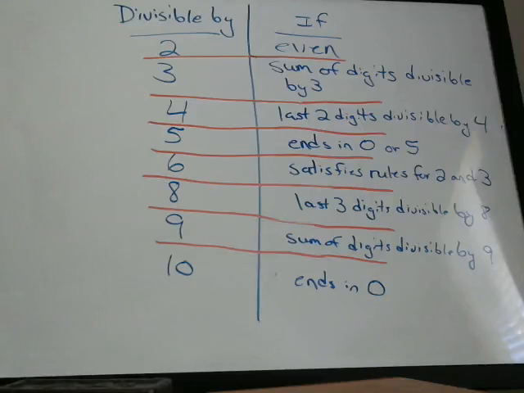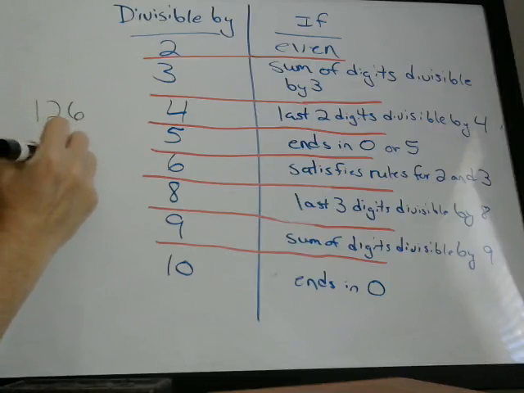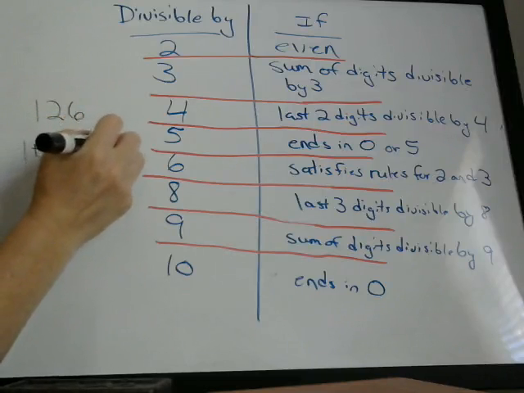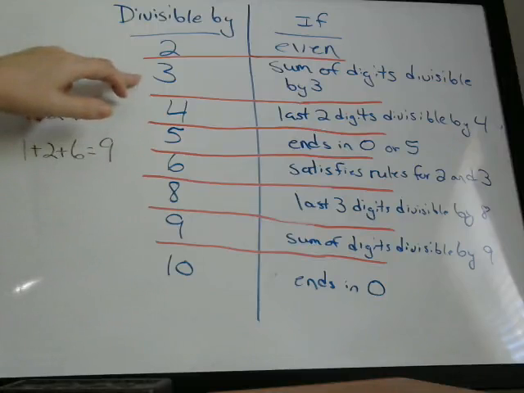A number is divisible by 3 if the sum of its digits is divisible by 3. So for example, 126: the sum of the digits, which means you add the digits up, 1 plus 2 plus 6, equals 9. Well, 9 is divisible by 3 because 9 divided by 3 is 3. So we know that this number is evenly divisible by 3.